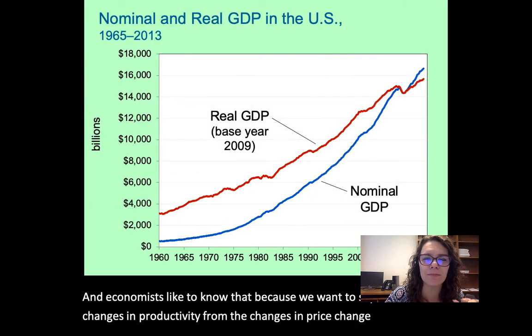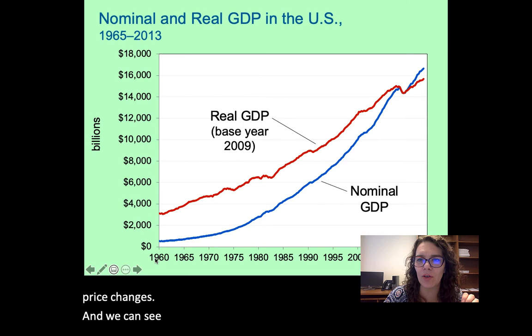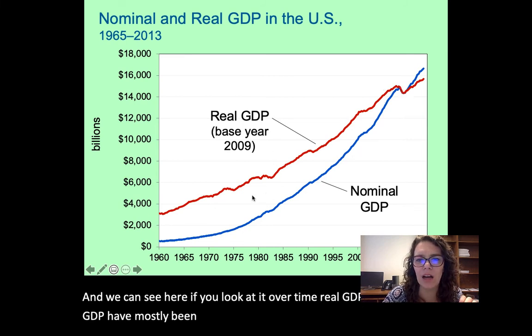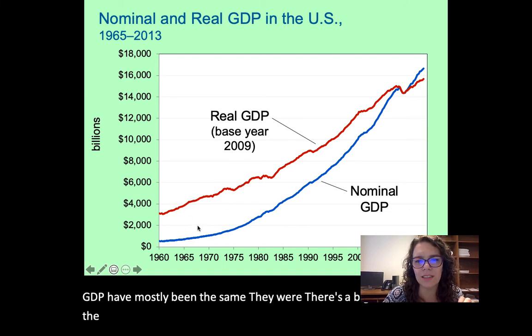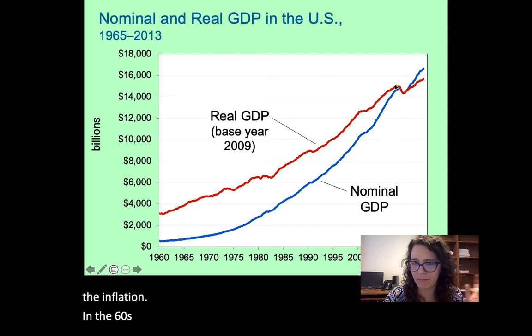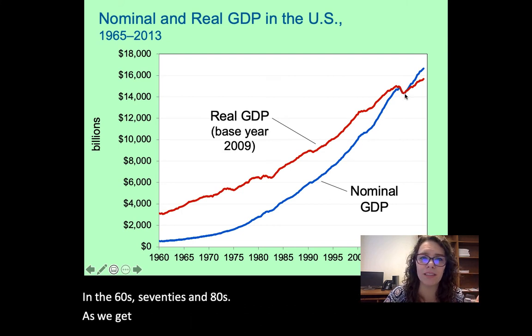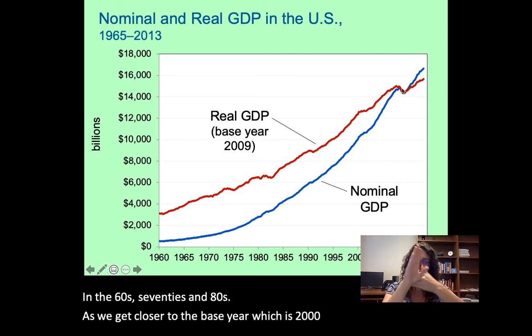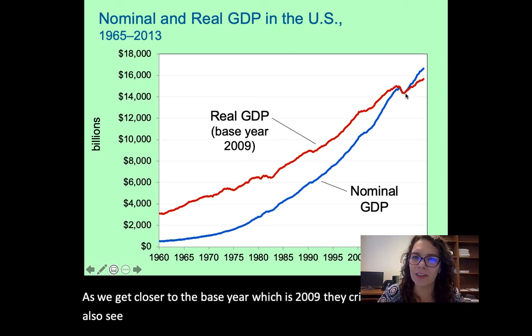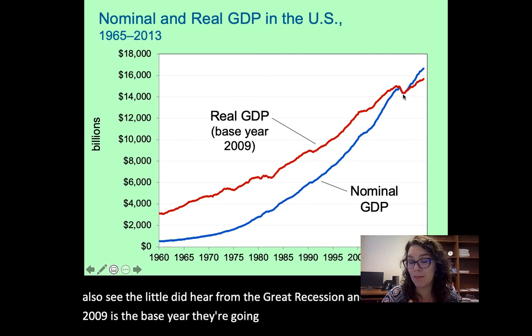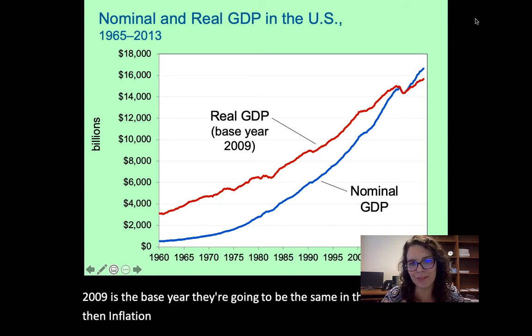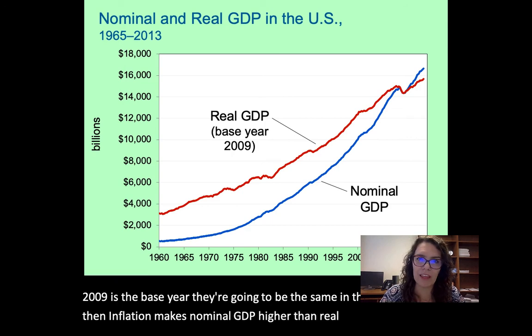And we can see here, if you look at it over time, real GDP and nominal GDP have mostly been the same. There's a big difference in the inflation in the 60s, 70s, and 80s. As we get closer to the base year, which is 2009, they crisscross. You can also see the little divot here from the Great Recession. And then because 2009 is the base year, they're going to be the same in the base year. And then inflation makes nominal GDP higher than real GDP. Hopefully that makes some sense.